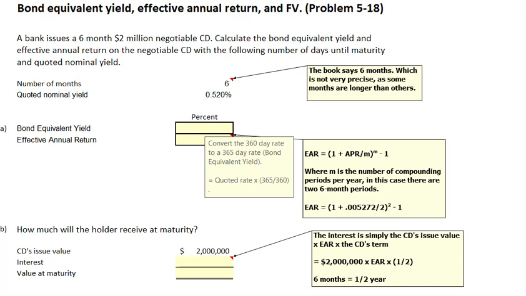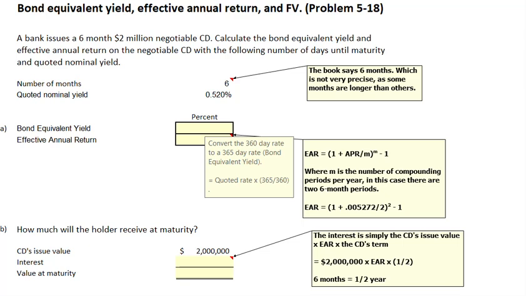In this video, we're going to walk through problem 518, which asks us to calculate the bond equivalent yield, the effective annual return, and the future value or face value at maturity of a CD. We're told the bank issues a 6-month negotiable, $2 million negotiable CD.